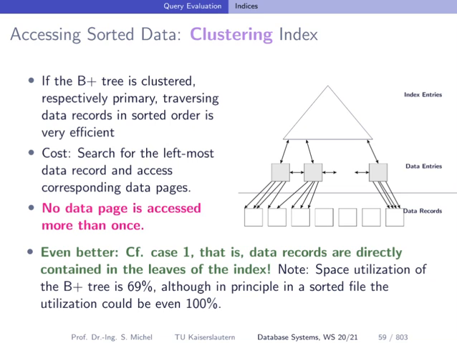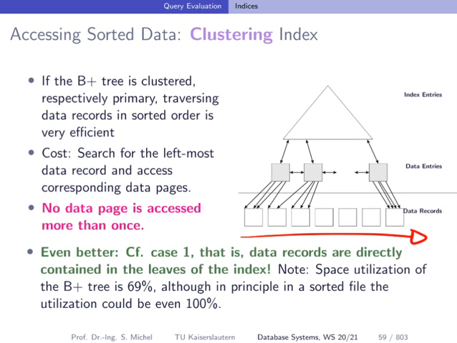So some slides earlier I have already mentioned that clustering index and non-clustering index, they indeed matter if it comes to accessing sorted data. Accessing sorted data means that we want to read ranges of data. For instance, all students that have matriculation number between 100,000 and 120,000. Here you see clustering index. Clustering index means, again, that the sorting order inside the index, so the key used to construct the index, is the same that is used to sort the data file.